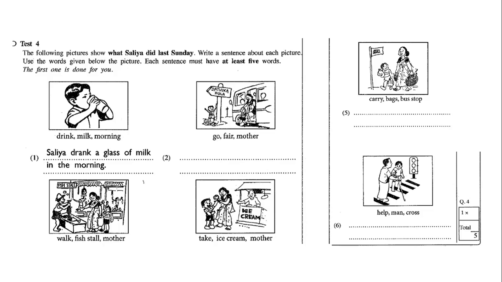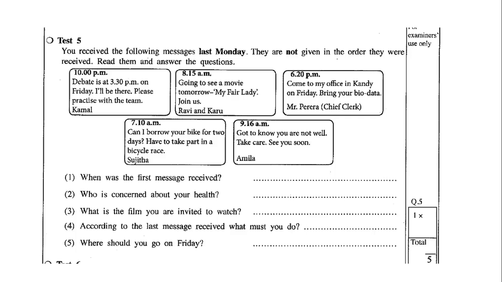Altogether there will be 5 marks. Then test 5. You received the following messages last Monday. They are not given in the order they were received. Read them and answer the questions. Before reading them, let's put this in order. What is the earliest one?